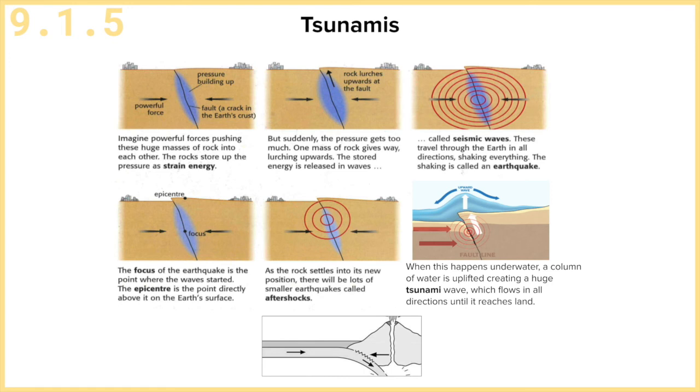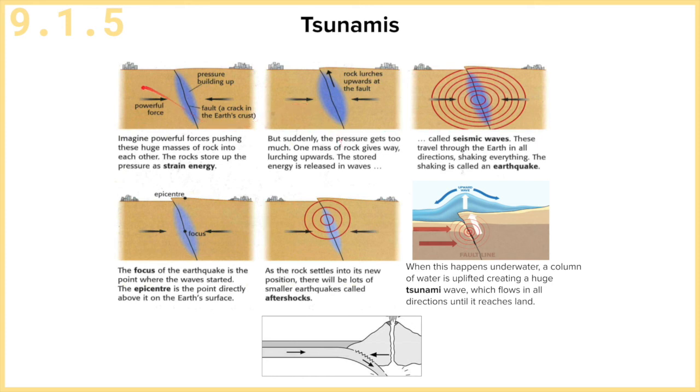And finally, we have tsunamis. Now, tsunamis are unique in the sense that they aren't actually a primary hazard. They are formed by another hazard that occurs first. In this case, it's an earthquake that has to happen below the surface of the ocean. So let's have a look at this in a bit of detail. This is also going to help explain earthquakes in a bit more detail as well.